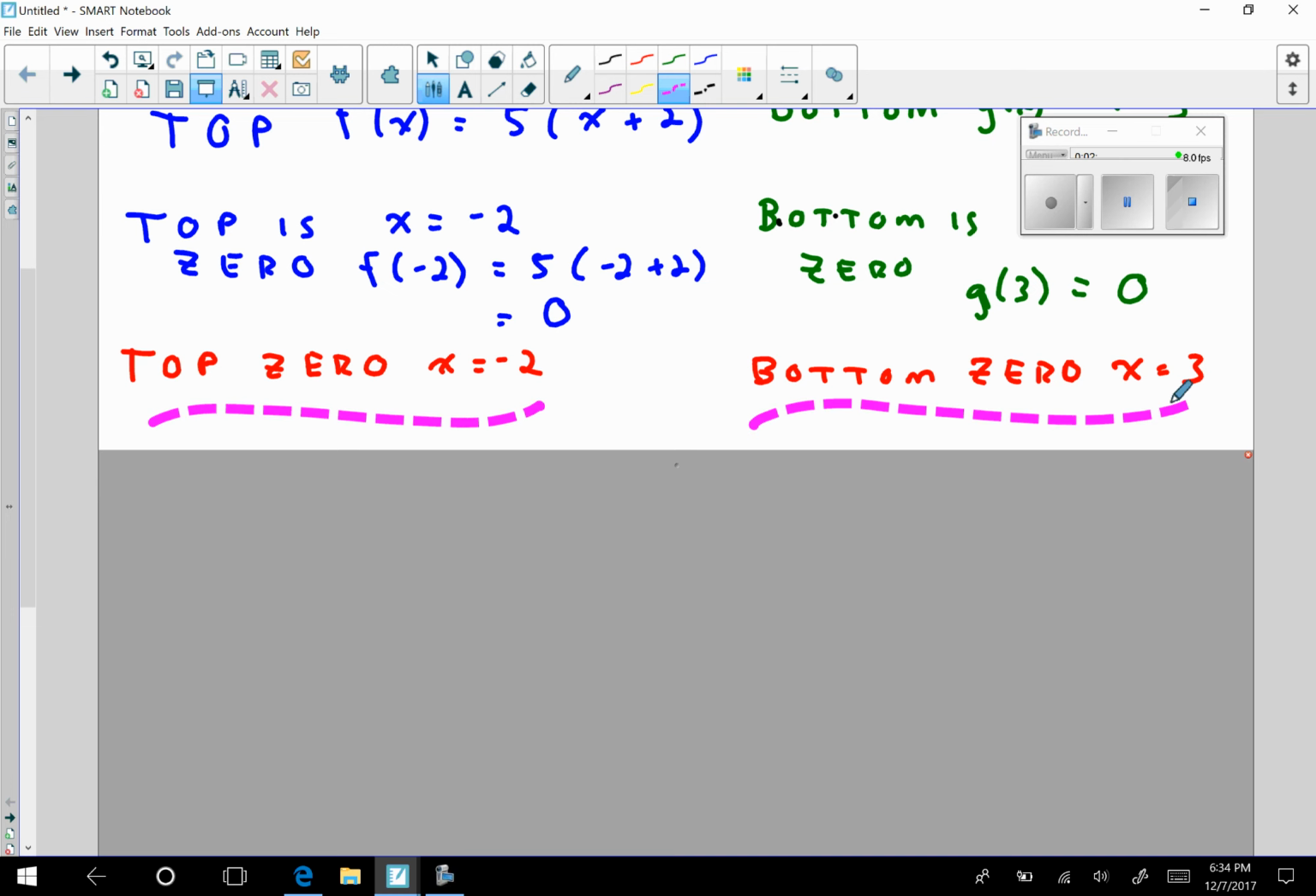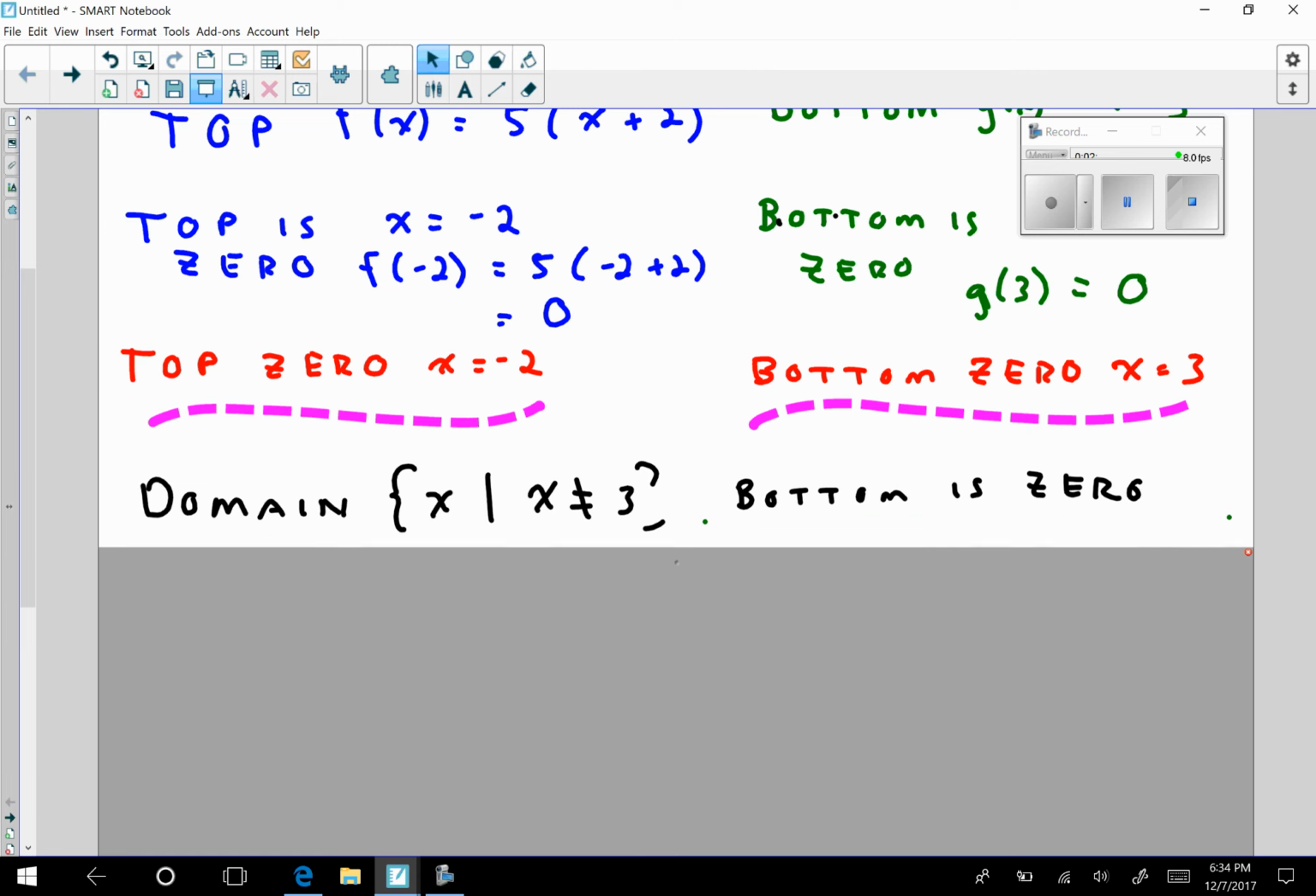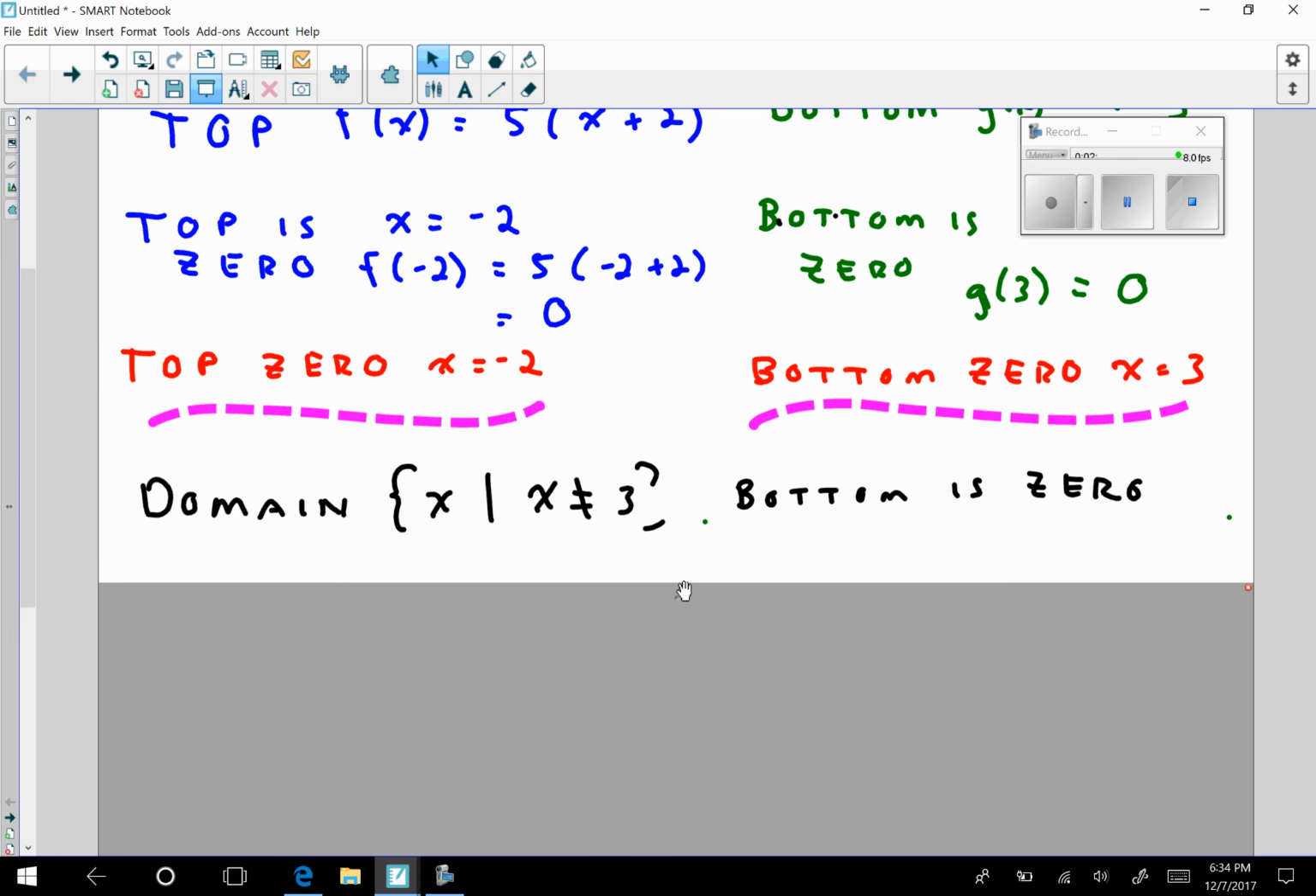So let's see what we're going to do with this. The first thing we're going to do with this information is to find the domain of the function. The domain is affected when the bottom is 0. And we know the bottom is 0 at x equals 3. So the domain is when x does not equal 3, because you cannot divide by 0. So every other real number is in the domain.